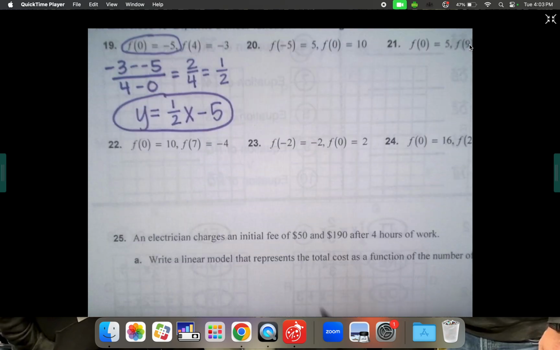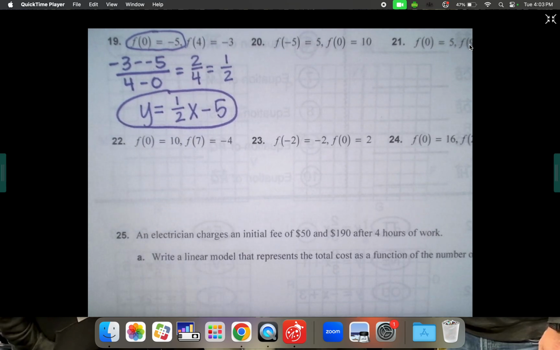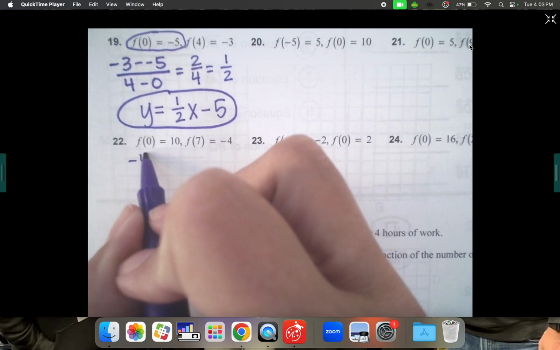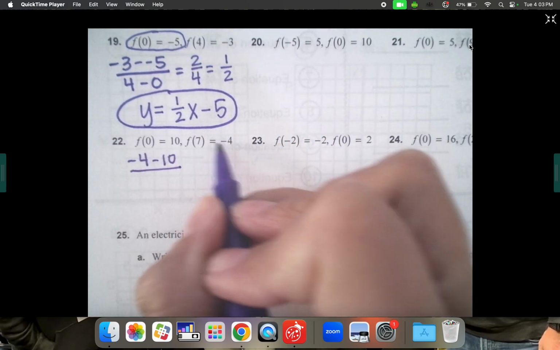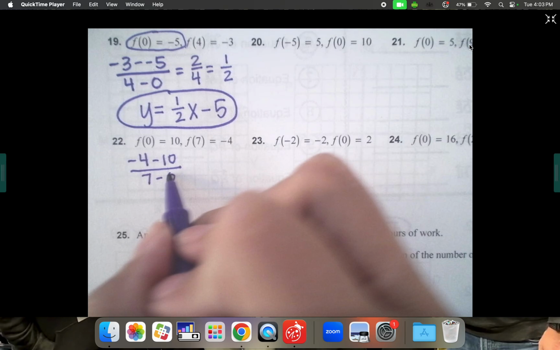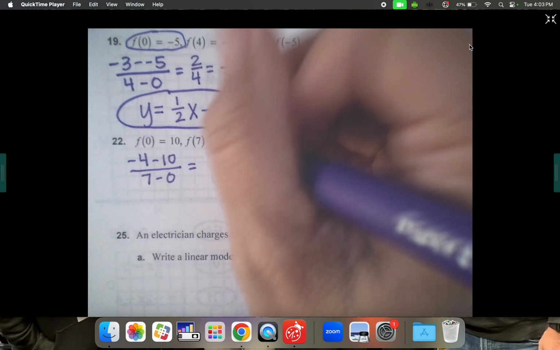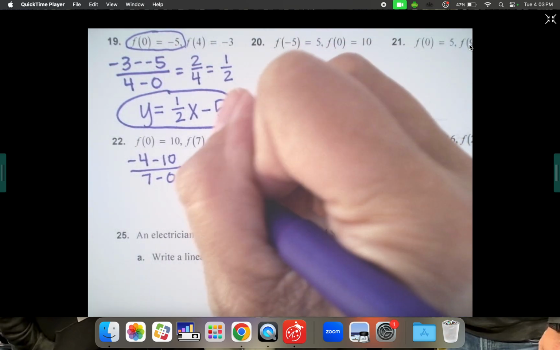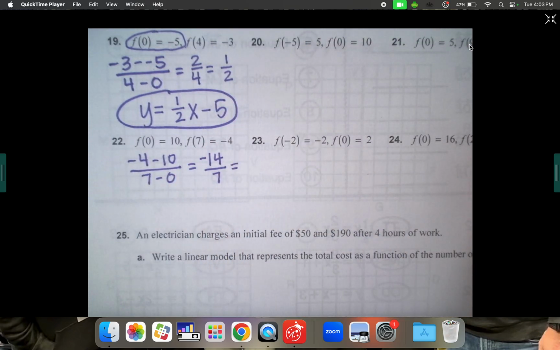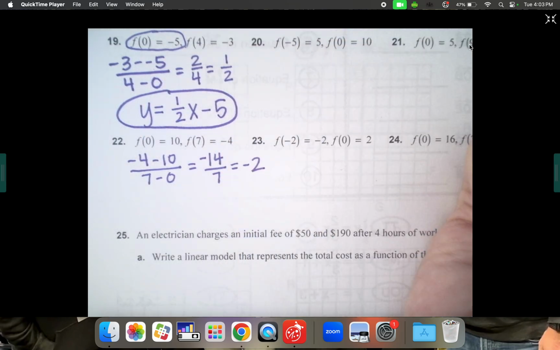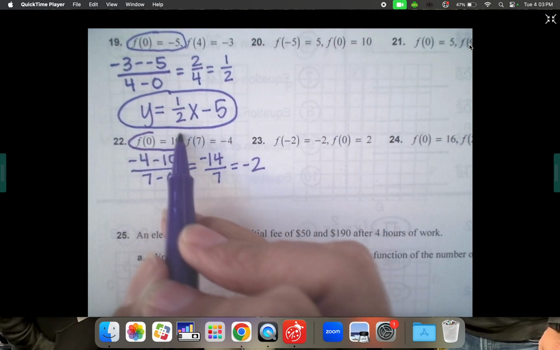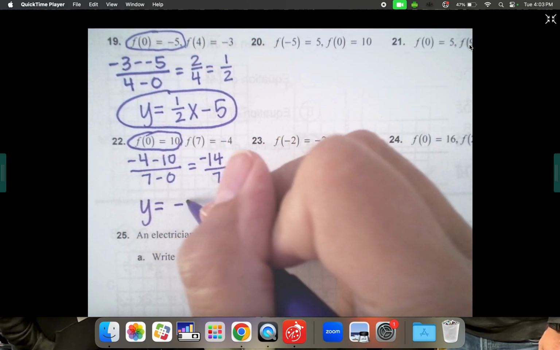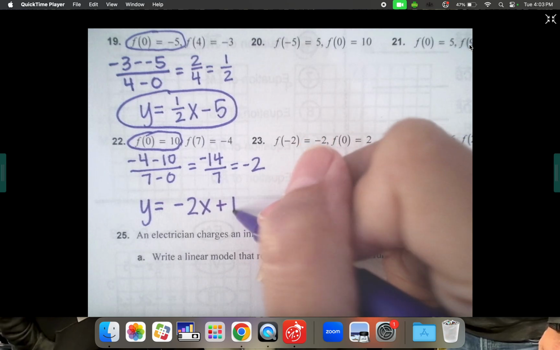All right, let me do one more of those. And again, if I'm going too fast, please push pause. I know I tend to get on a roll and go too fast. -4 minus 10 goes up top. 7 minus 0 goes on the bottom. -4 minus 10, I think that's -14. 7 minus 0 is 7. -14 divided by 7 is -2. And your y-intercept is going to be 10. So y equals -2x plus 10.